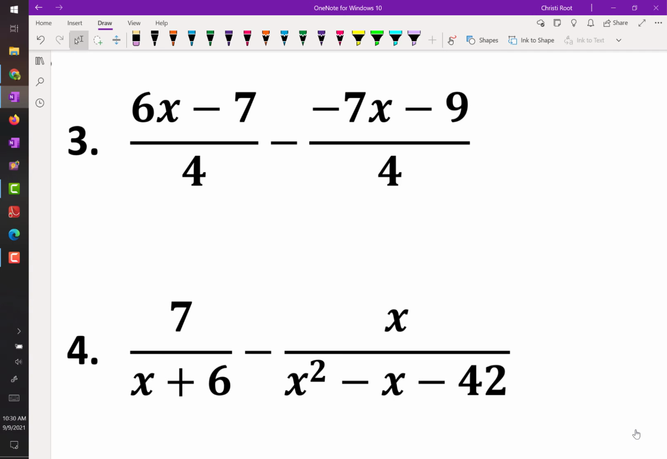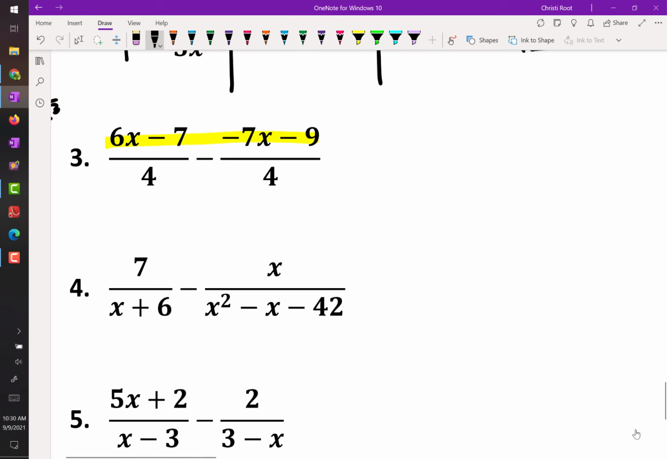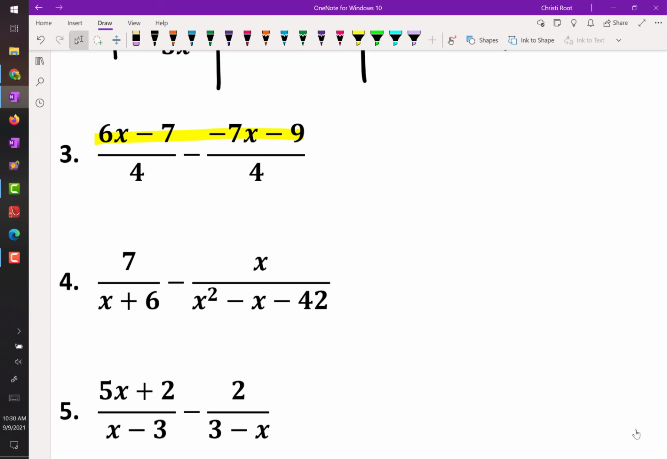It is subtraction though, so you're going to have to be very, very careful how you write this out. So I'm not subtracting 6x minus 7. Well, I guess it's kind of. So I've got 6x minus 7, okay? So I'm going to write 6x minus 7. I am subtracting all of the second numerator. I'm subtracting all of that binomial. So I'm going to temporarily put this in parentheses, okay? And keep my denominator of 4.